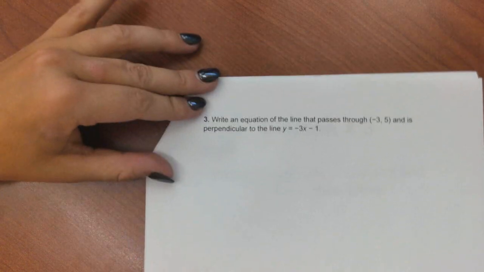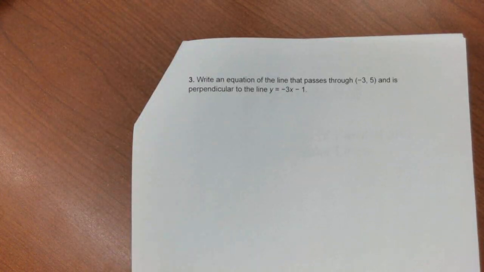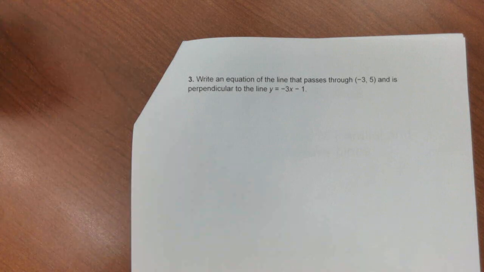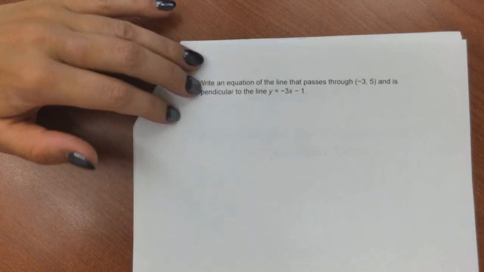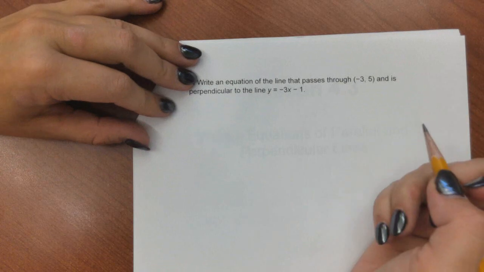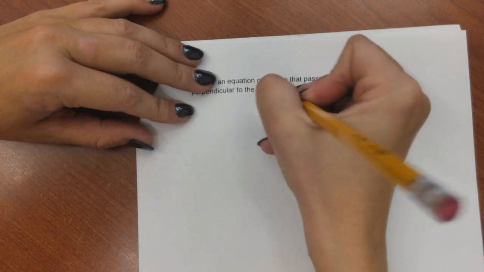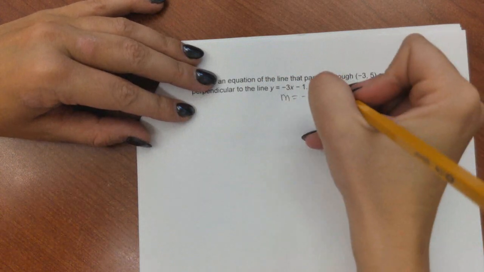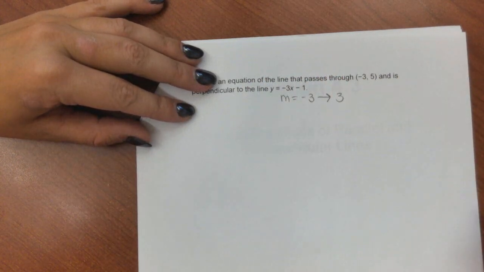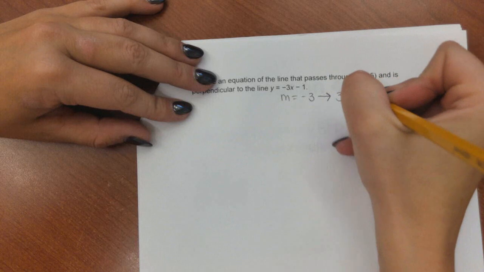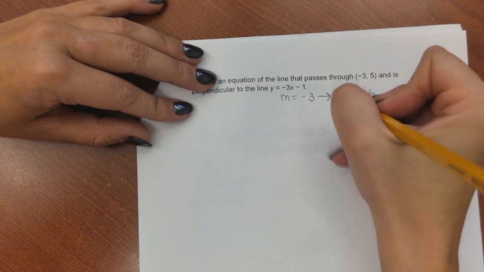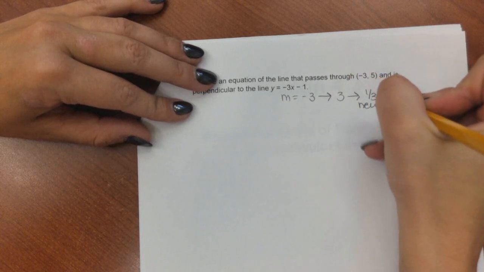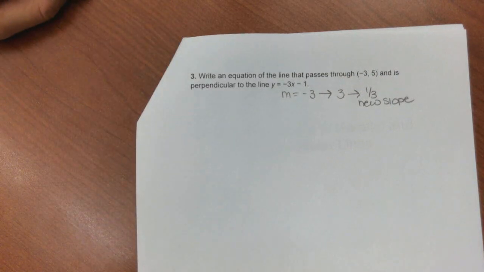So, you go ahead and pause the video and you do this one. If we want a slope that's perpendicular to this line's slope, which is negative 3, we want to take the opposite, so we'll make it 3. And then we want to flip it, so we'll make it 1/3. So our new slope is 1/3.